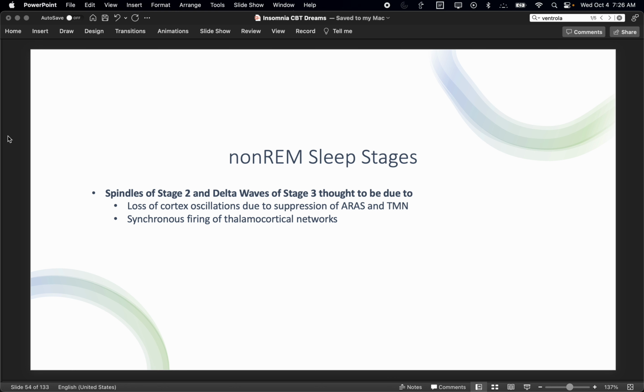The spindles of stage 2 and the delta waves of stage 3 are thought to be due to the loss of cortical oscillations through suppression by ARAS and the histaminergic neurons, and then switching over to a synchronous firing of the thalamocortical network. So it's this idea that as the brain is actively trying to switch between stages and processes, it can cause a little more synchronous firing that creates something other than just a generic continuous wave.